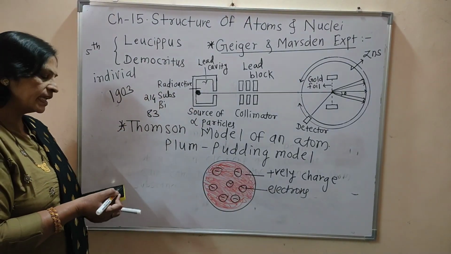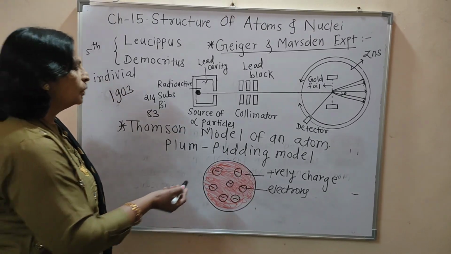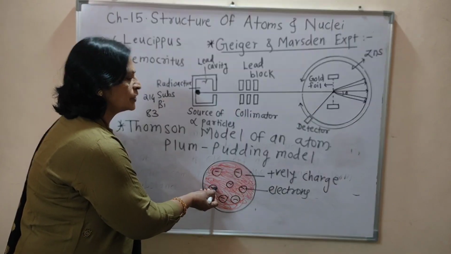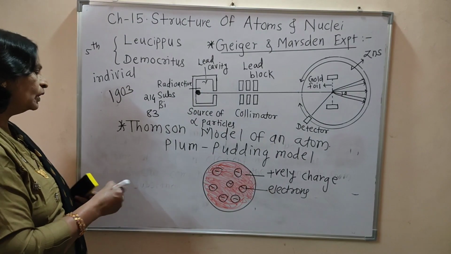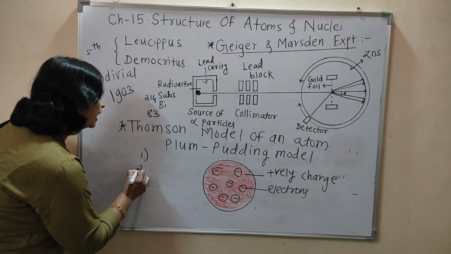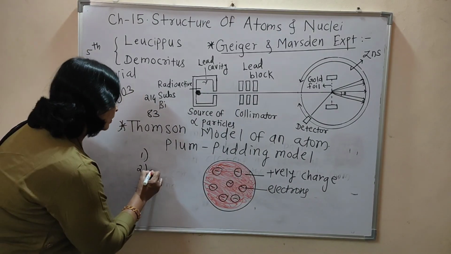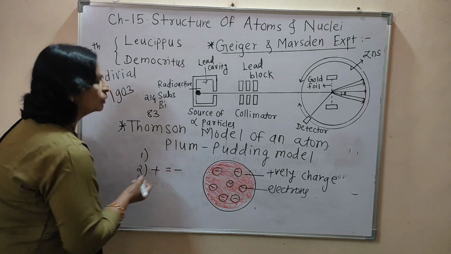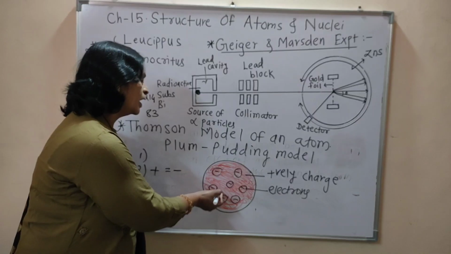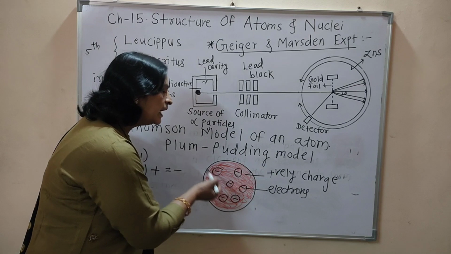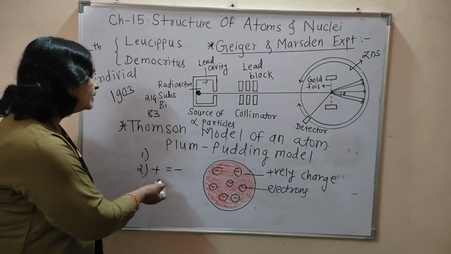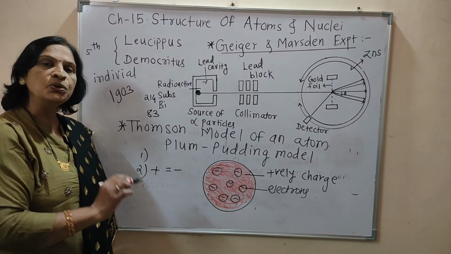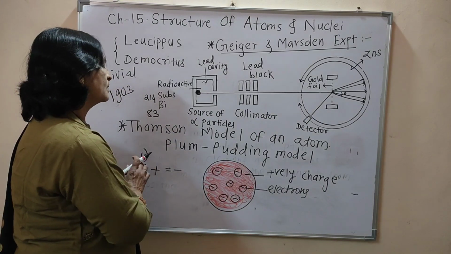Okay, then the second point: the total number of positive charges is exactly equal to the total number of negative charges, rendering the atom electrically neutral. That is the second assumption.